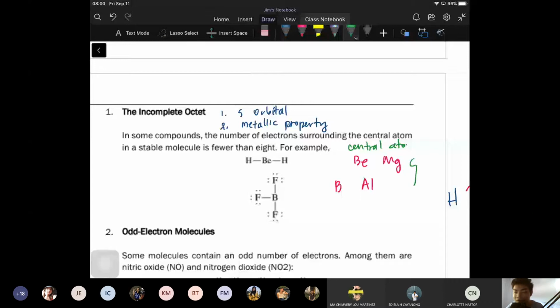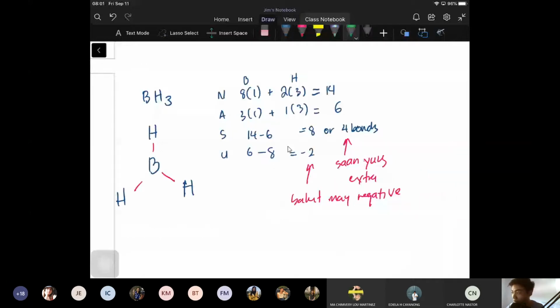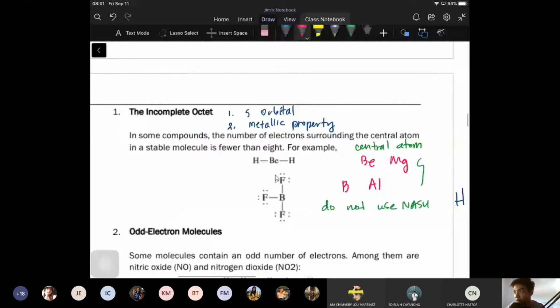Okay. So, pag nakakita kayo ng molecules wherein these are your central atoms, do not use the NASO rule kasi tignan nyo, madidisappoint lang kayo. Sobra yung bond, may negative na lone pair. Ano yon? Wala. So, ano yung pwedeng gawing remedy dyan? Asan yung isang bond? Asan yung negative lone pair? Hindi mo rin alam. Okay, so NASO rule, hindi ka matutulungan yan for this first violation, the incomplete octet.